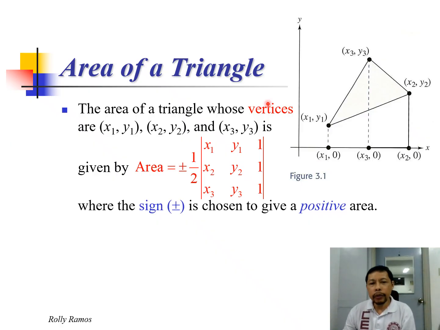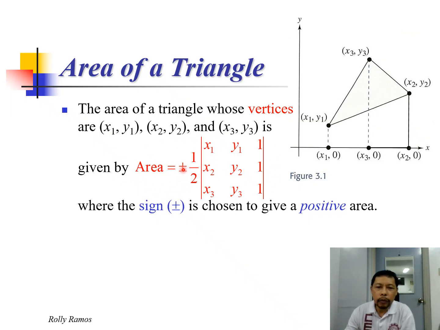Another application of determinants is in determining the area of a triangle, or any polygon for that matter, as long as you know the coordinates of the vertices of that polygon. Let's talk about the triangle first. The area of a triangle whose vertices are (x1, y1), (x2, y2), and the third vertex with coordinates (x3, y3) is given by this equation.